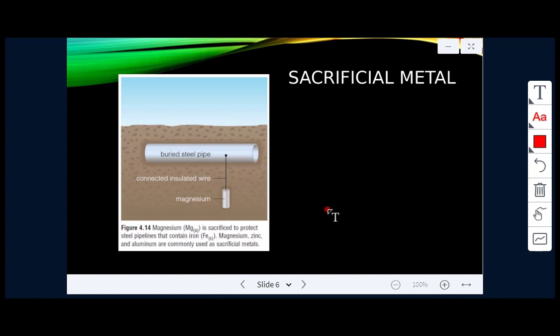All right, so here is just an example of sacrificial metal in a pipeline. We have the buried steel pipe, connected by a wire to this magnesium bar. So the magnesium is sacrificed to protect the steel pipelines. The steel pipelines also contain iron. Usually for this bar, magnesium, zinc, and aluminum are commonly used as the sacrificial metals.